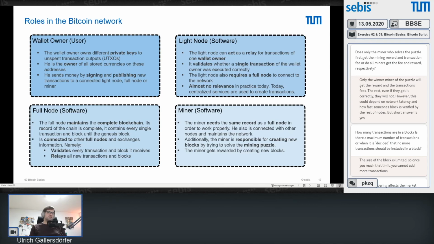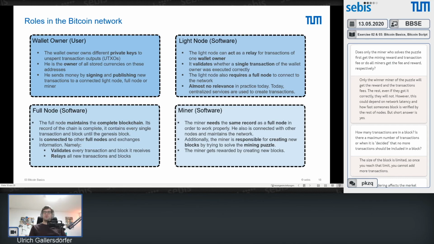The full node is also a node in terms of it stores and keeps the complete blockchain. So the idea is that a full node is a 24/7 running computer server which stores all that, connects to other full nodes, to other miners, to light nodes, and exchanges data. Obviously it validates every transaction and every block and relays everything further.